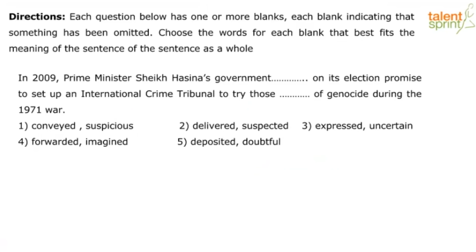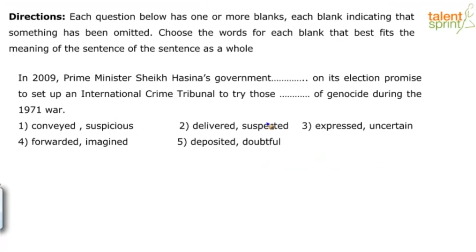In 2009, Prime Minister Sheikh Hasina's government dash on its election promise to set up an international crime tribunal to try those dash of genocide during the 1971 war. Right? Options: conveyed suspicious, delivered suspected, expressed uncertain, forwarded imagined, and deposited doubtful. So are you able to identify any clues in the context? You can also apply some of the concepts that we've already looked at so far. Okay, let's go option by option. Let's do option 1. So, in 2009, Prime Minister Sheikh Hasina's government conveyed on its election promise.